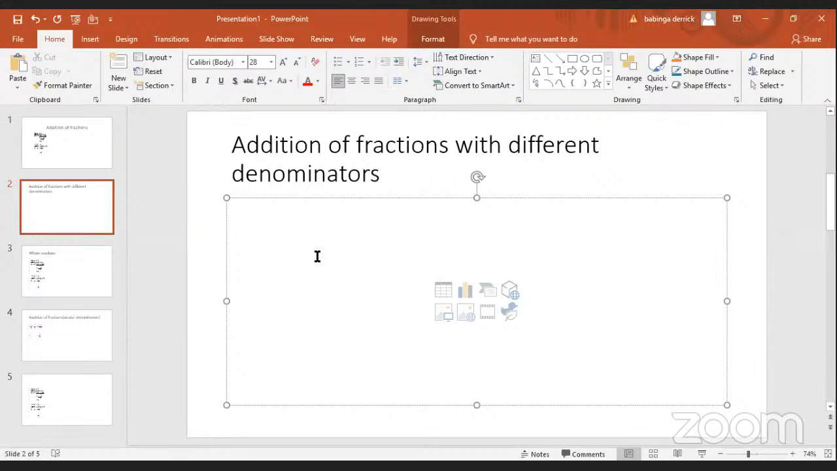So this time around, when they're saying addition of fractions with different denominators, they mean you are going to look at operations of these fractions when the denominators are different, meaning that the lower numbers or the bottom parts of these fractions are not similar to each other. Let us look at this example here. I don't want to use the one that is already worked out, because we want to learn how to handle these fractions. We can have this.